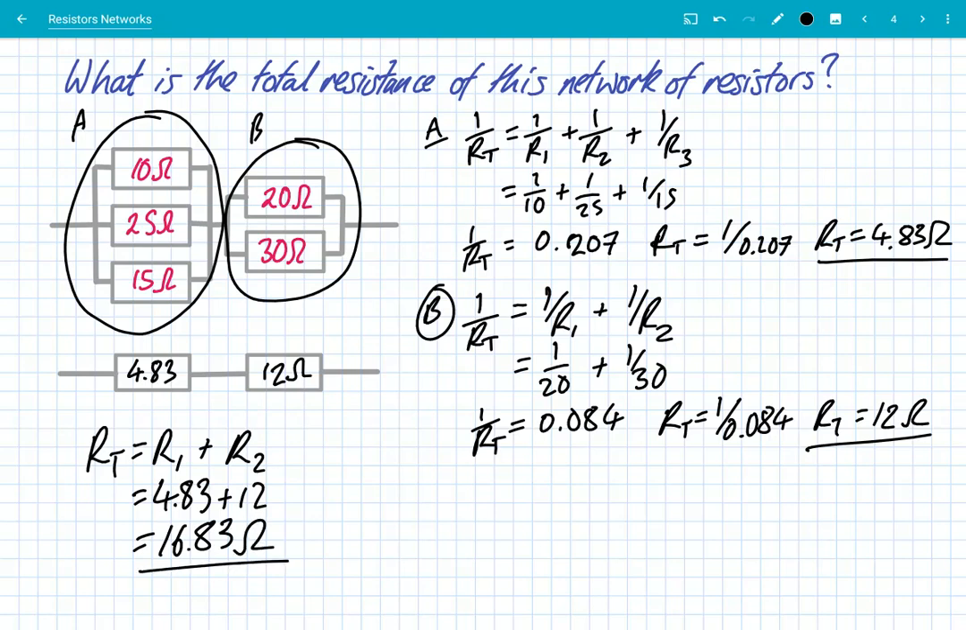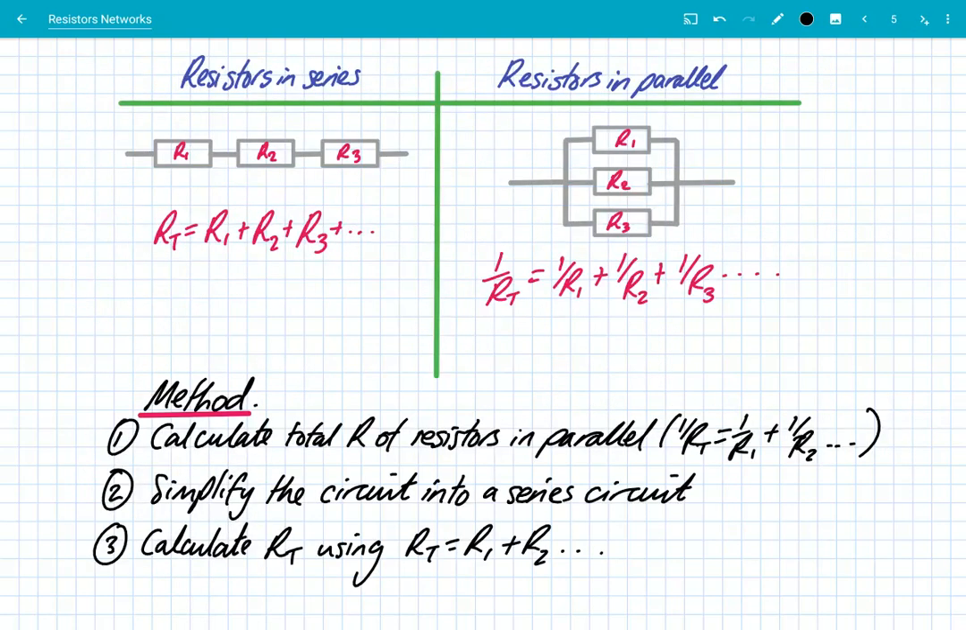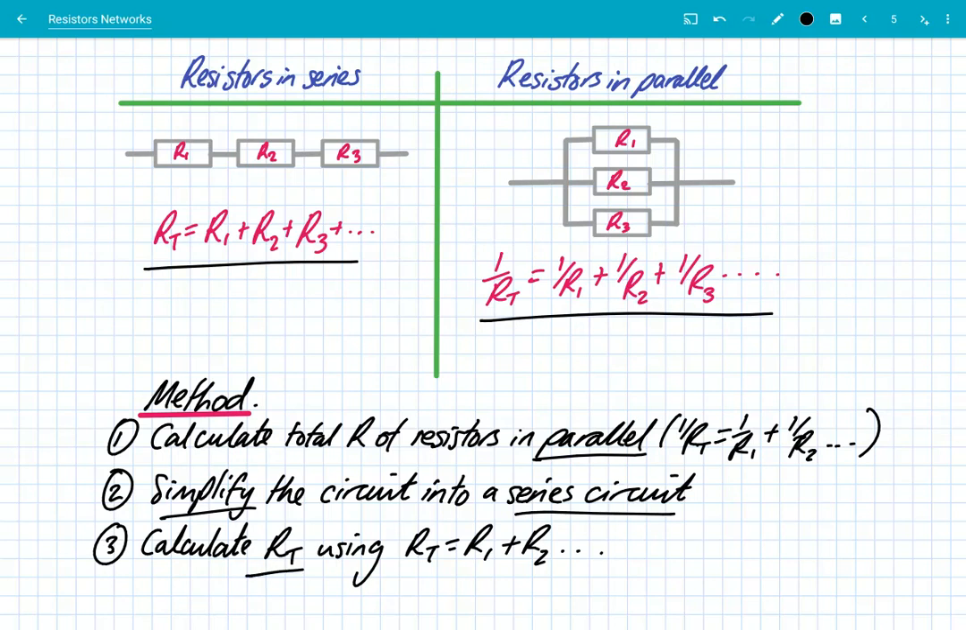It's really, really easy. We just keep following the method. So in summary, for resistors in series, the total resistance is R1 plus R2 plus R3 and so on. When we have them in parallel, we have to do 1 over RT is 1 over R1 plus 1 over R2 plus 1 over R3. When we have a network of resistors with resistors in series and in parallel with each other, we've just got to follow a simple method. Calculate the total resistance of resistors in parallel. Then you can simplify the circuit into a series circuit. Then you calculate the total resistance using the formula for resistors in series. And you can't go wrong.